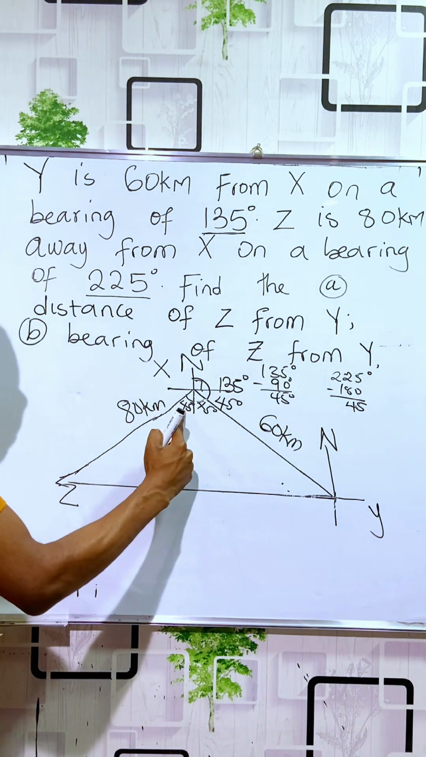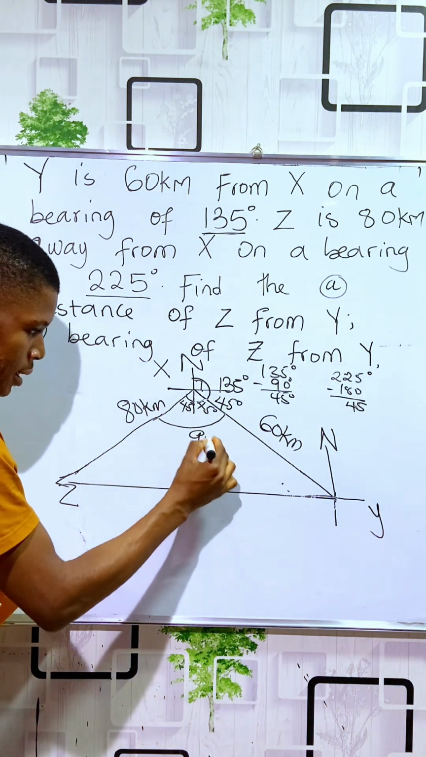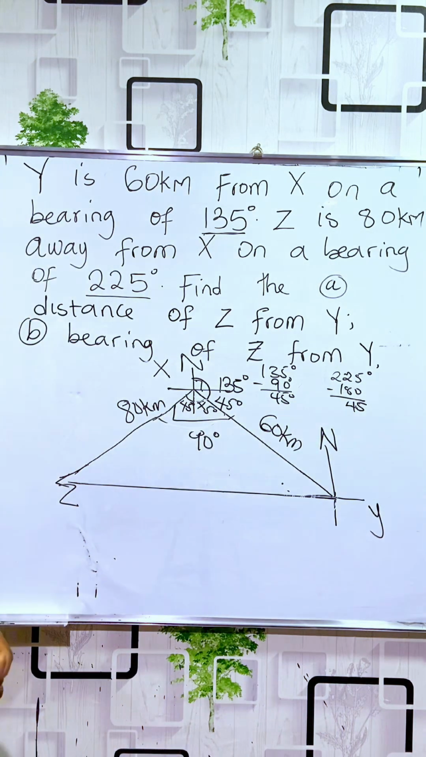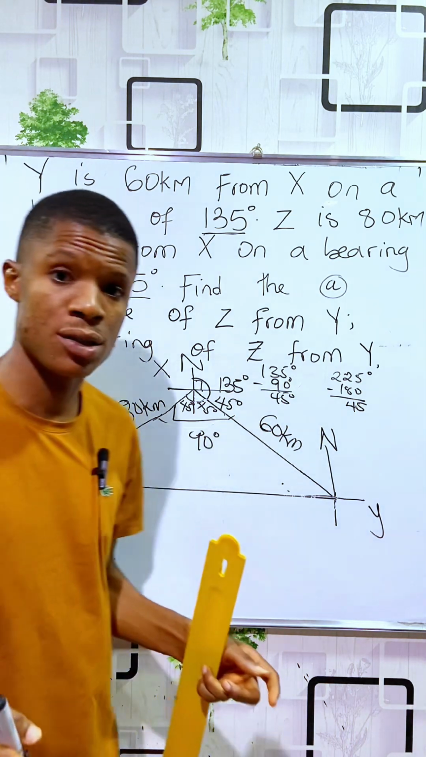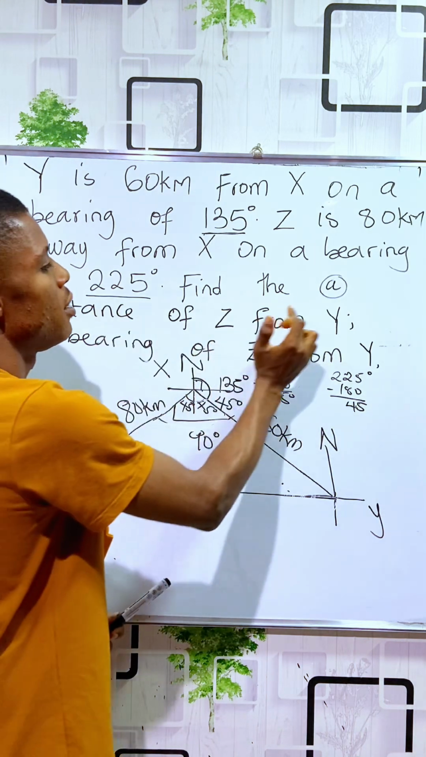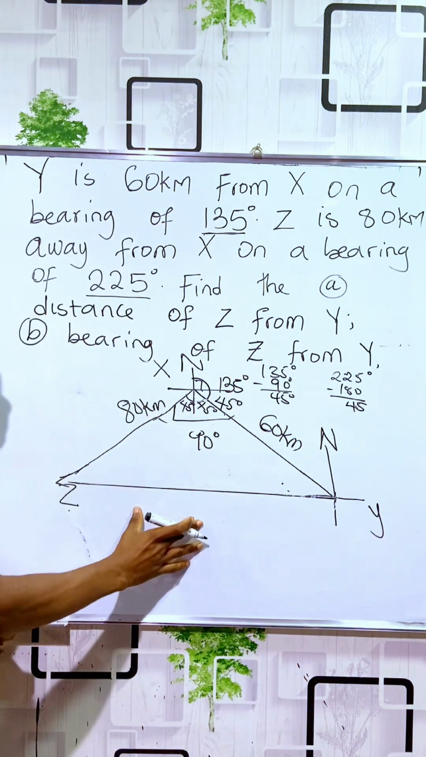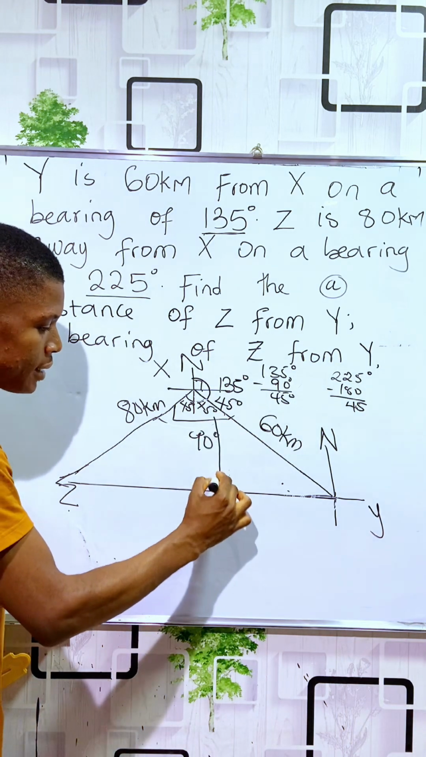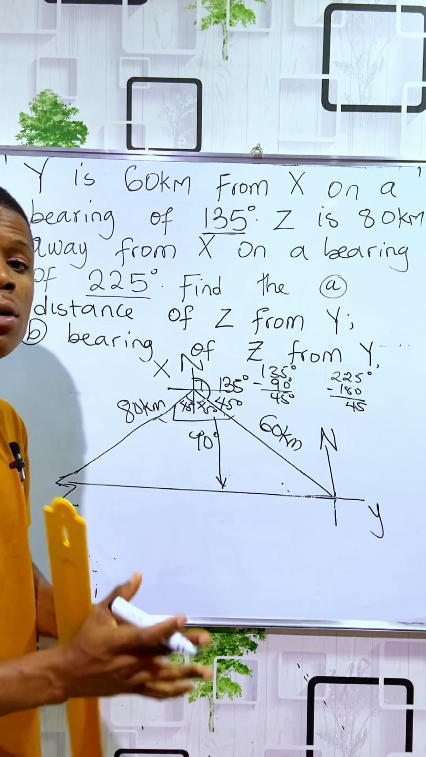So the angle here is 45, the angle here is 45. That means the whole angle here is 90 degrees. Then since here is 90 and here is 60, the first question they asked us is that we are going to find the distance of Z from Y. So this is our Z, this is our Y. Since this angle is 90 degrees, the side facing the right angle is always the hypotenuse, because this is now a right-angled triangle.